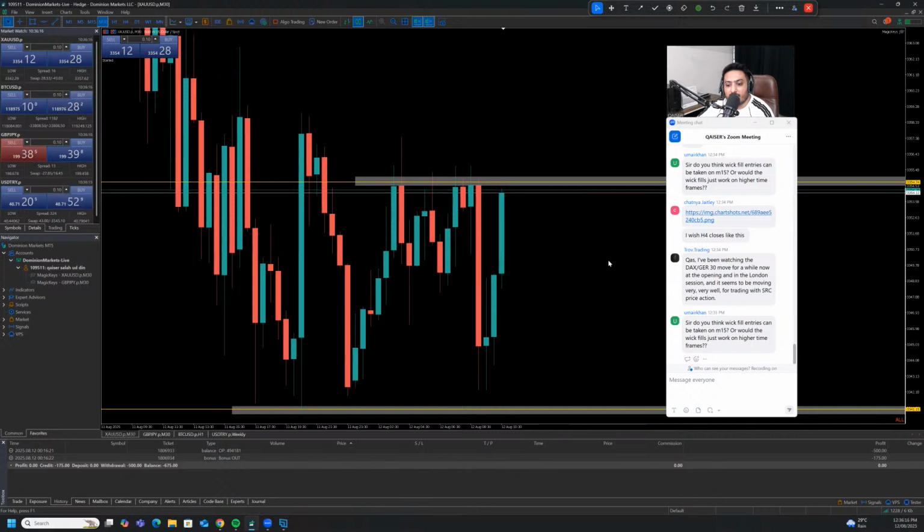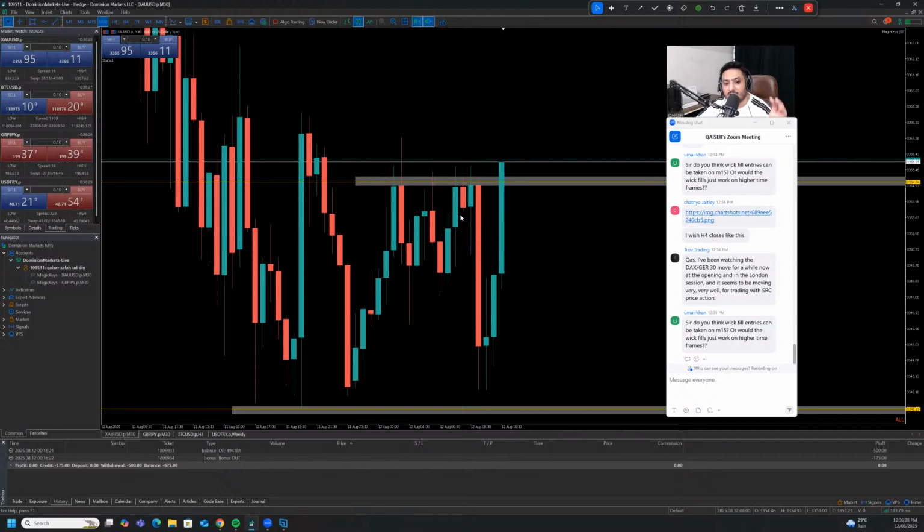So do you think wick field entries can be taken on M15, or would wick field only work on higher time frames? Wick field can be taken on any time frame, bro. It all depends on the volume you are getting there. Even the 30-minute candle is just printing.